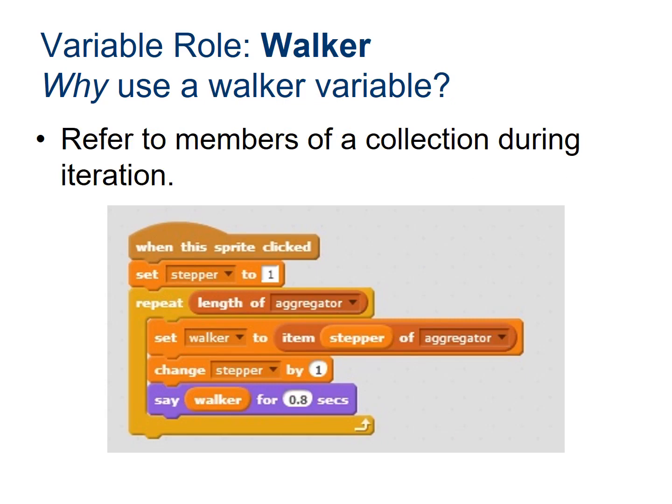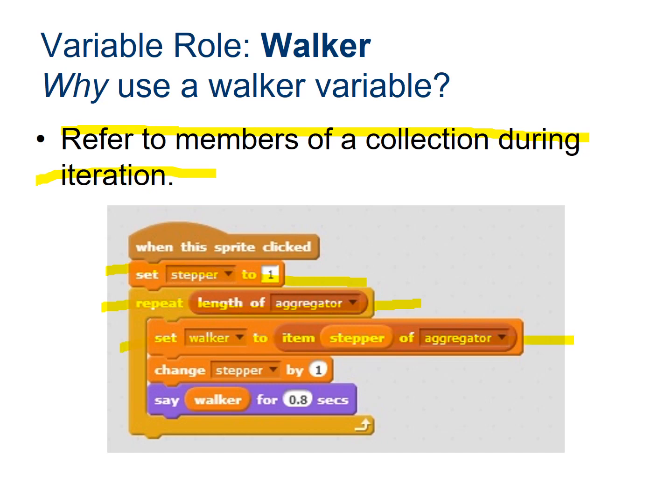A walker is used in case we need to remember which items we're looking at in your collection. So if we've got our aggregator, let's say our aggregator is all of the Pokemons that we've collected in Pokemon Go. Stepper would be, first I'm going to look at item number 1. We're going to repeat the length of my list of aggregates. So if I've got 10 objects, I'm going to keep going until I reach the last one, which would be number 10. The walker is actually the first object.